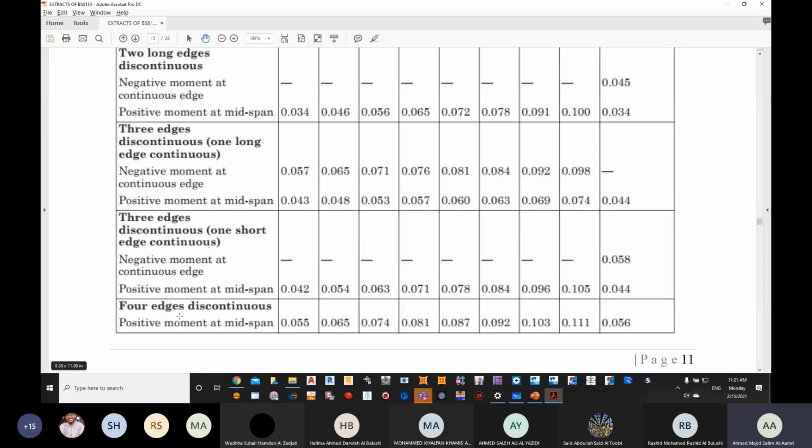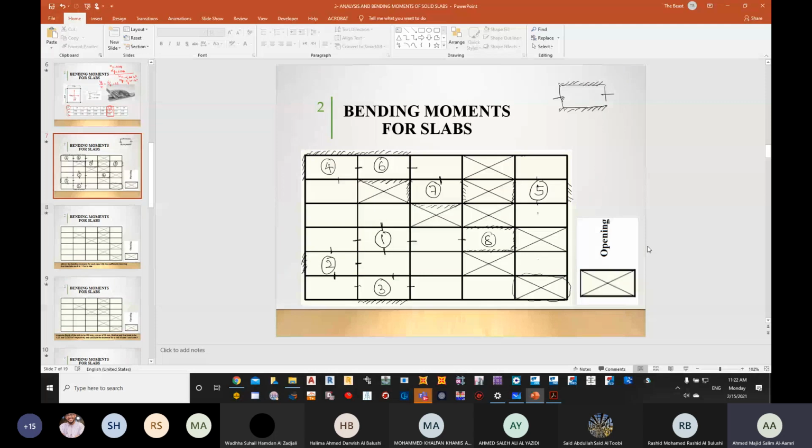Now the last type. It says for you 4 edges are discontinuous. All the 4 sides are discontinuous. Can you help me in finding it? Down, near to 8. One row down on the right. Yes, this one. Can we say that this is discontinuous from here? It is discontinuous from here because of the opening, discontinuous from here. And then can we have discontinuous from here?